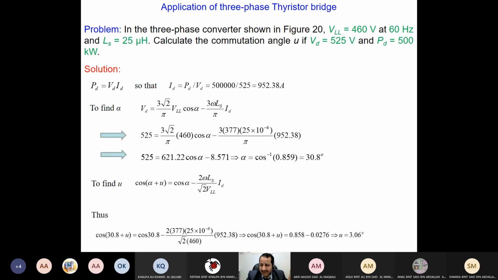Now let's take all this discussion into this example. In the three-phase converter shown in the previous figure, VLL is given, frequency is given, and the supply inductance in microhenry is also given. He asks you to calculate the commutation angle U. He also gave you VD and PD. By the way, sometimes I give you some information indirectly, as in this example.